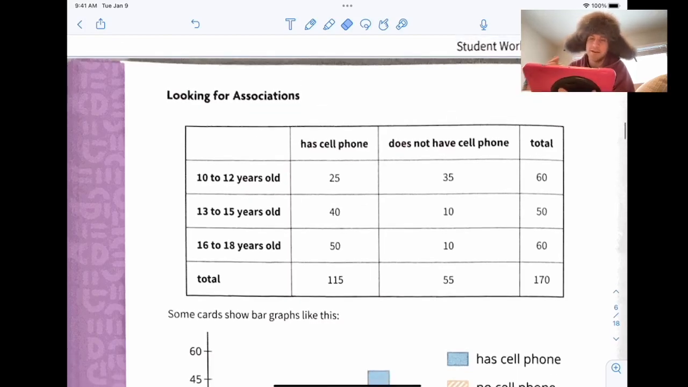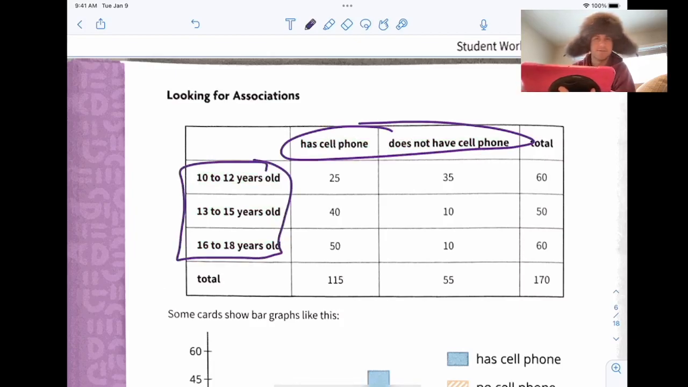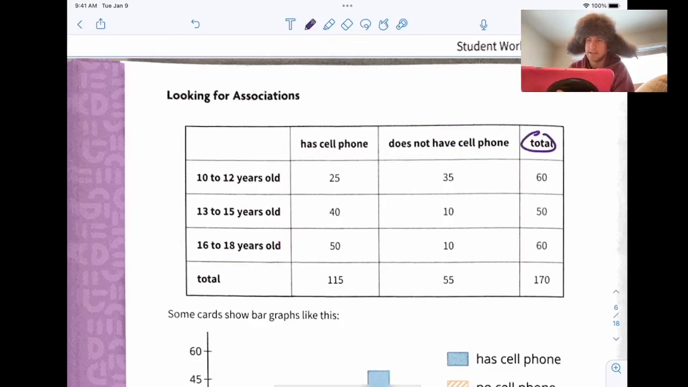So here we're comparing two categorical variables: whether or not you have a cell phone, and age. Usually age would be numerical, but as you can see, we fit it into three categories: 10 to 12, 13 to 15, 16 to 18. On a two-way table, which is what this is, you've got your variables on the sides of the table. You can see the totals on the sides as well.